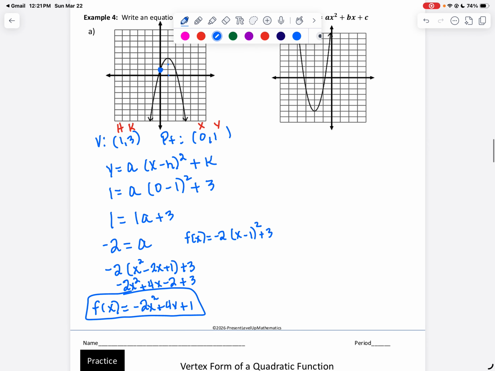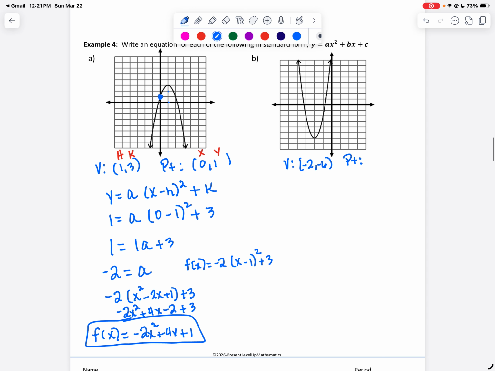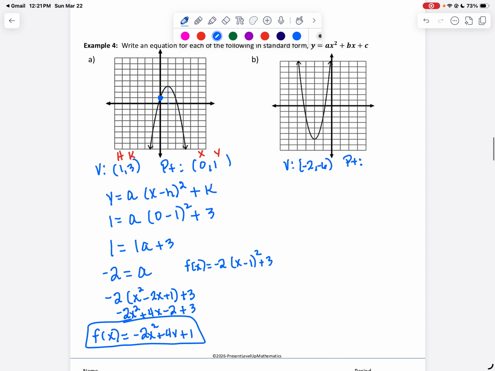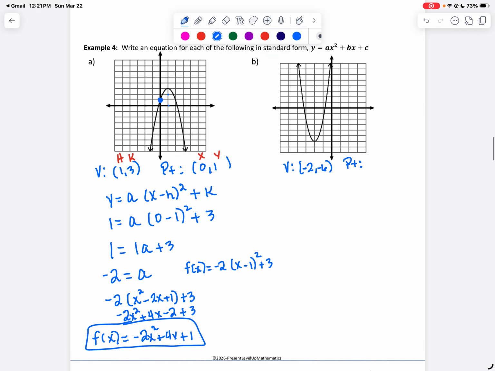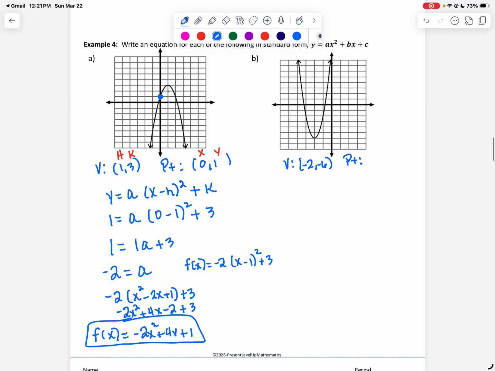All right, let's try one more of these. So begin by identifying your vertex. Negative 2, negative 6. And we need 1 point on the graph. Oh gosh, let's see. I'm not seeing any really good points except maybe right there and right there. So I'll just use the one right here on the right. And that would be negative 1, negative 2. I try to avoid using negatives if I can, but in this case, it was impossible.